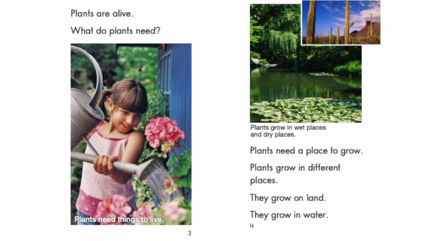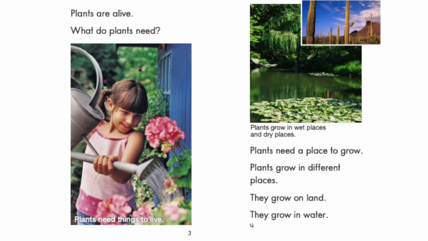Take a look at these images. There is a girl watering plants. At the bottom of the image, it's called a caption. A caption in nonfiction text tells about what the image is about. This image is about plants needing things to live. Look at those habitats. There is a dry place, or the desert, and there is a wet place. Plants grow in wet places and dry places.